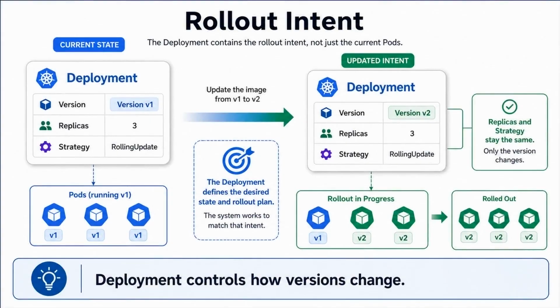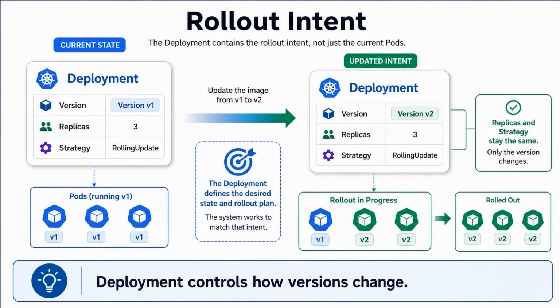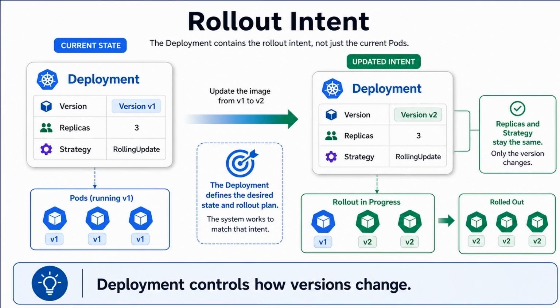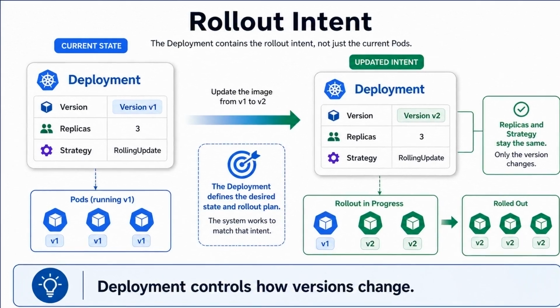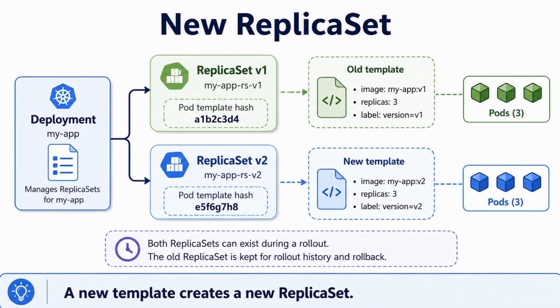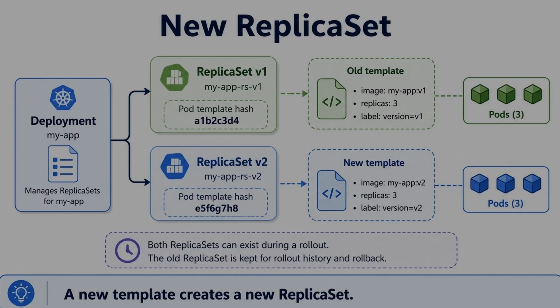A deployment is what turns a version change into a controlled rollout. Instead of deleting old pods and hoping, you update the deployment's template and strategy. Kubernetes then coordinates the transition. When the pod template changes, the deployment creates a new replica set for that new template. The old replica set is not the same as the new one, because they represent different desired pod versions.